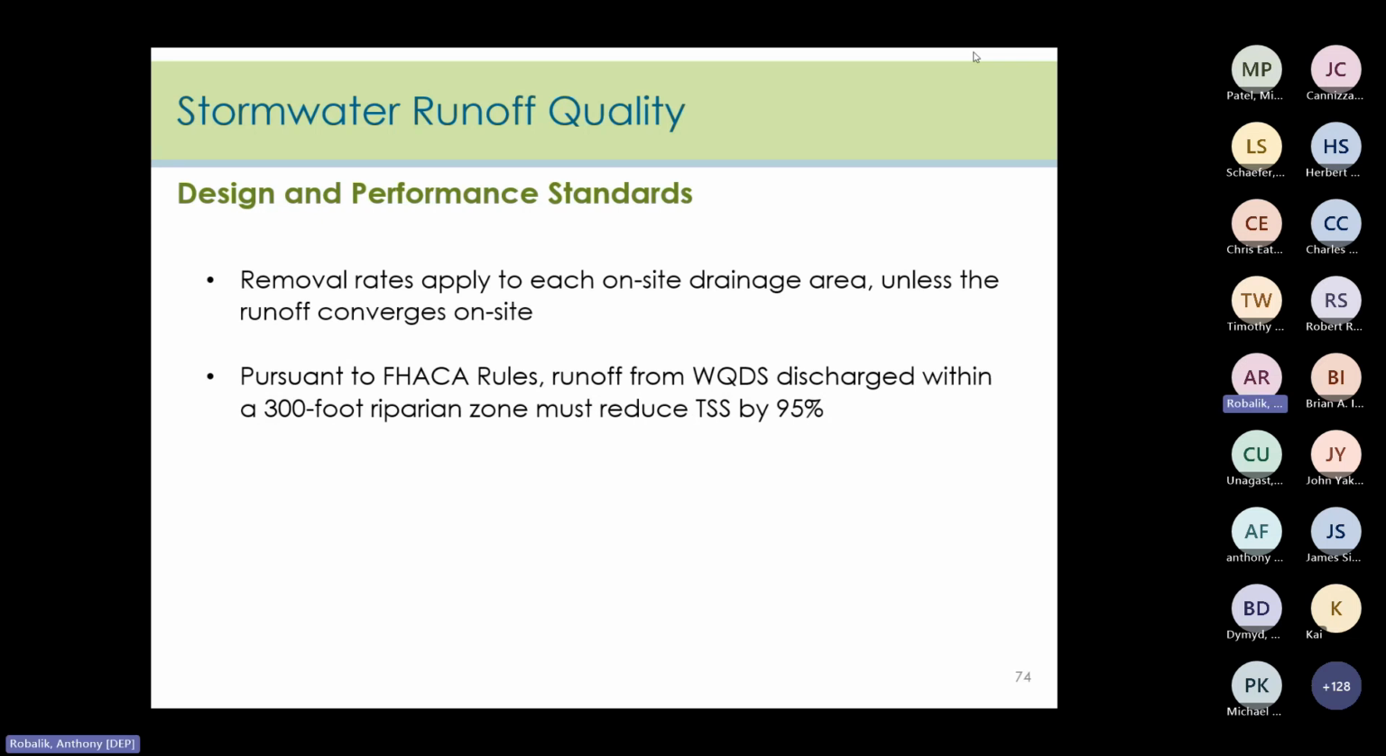So each individual drainage area must meet the 80% requirement unless there is convergence prior to discharge from the site. Drainage areas discharging to different locations cannot be averaged together. Additionally, water discharging within a riparian zone must reduce TSS by 95%.